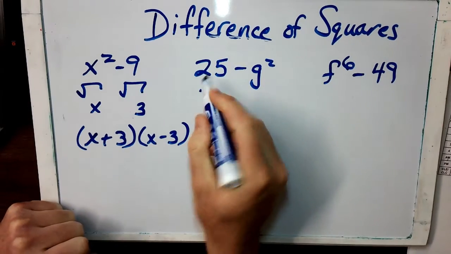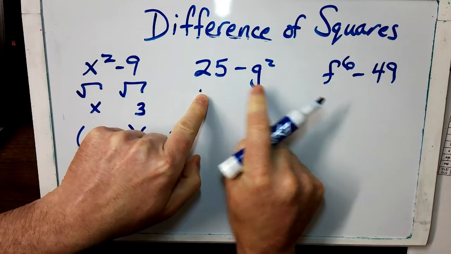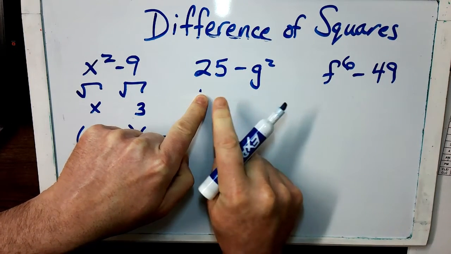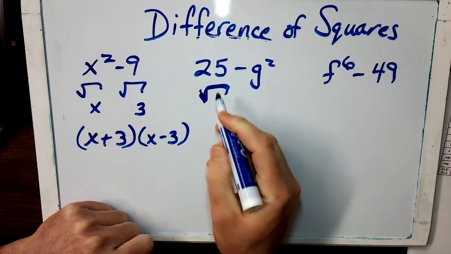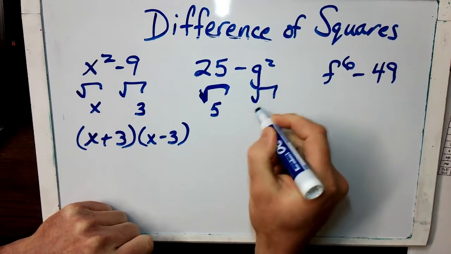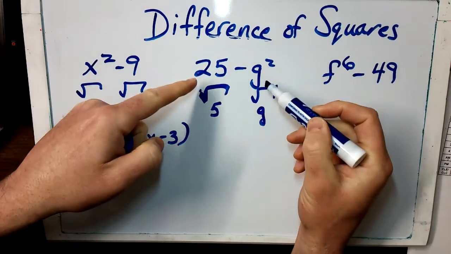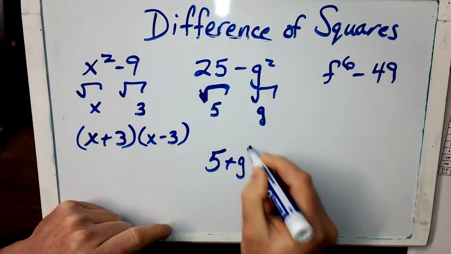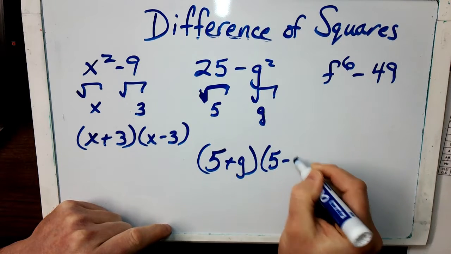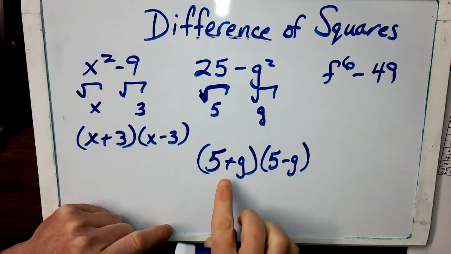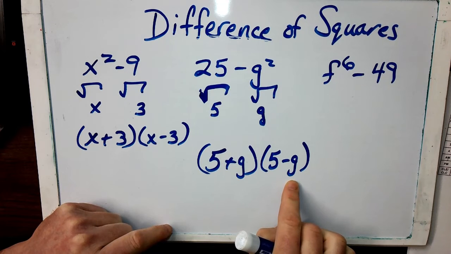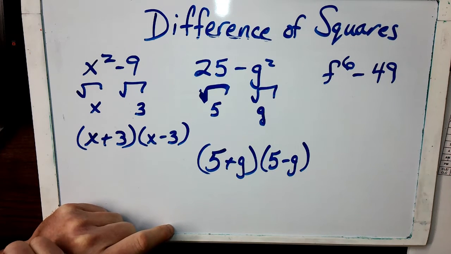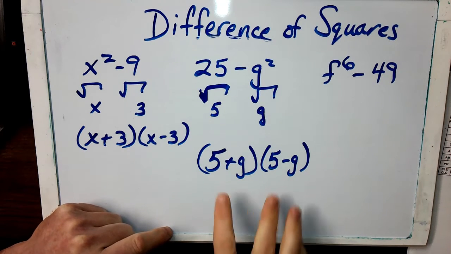Same thing here. We've got two perfect squares, we have a minus sign, and it's a binomial. So I square root both ends. I get 5 and g. 5 plus g, 5 minus g. Doesn't matter which one goes first. It could be the minus first, the plus second, or like I've got written here. Order does not matter for multiplication.